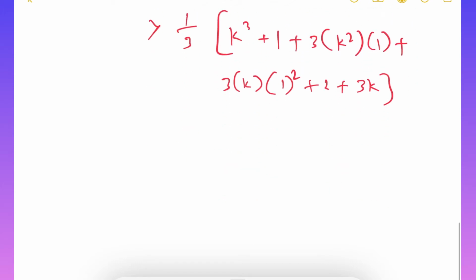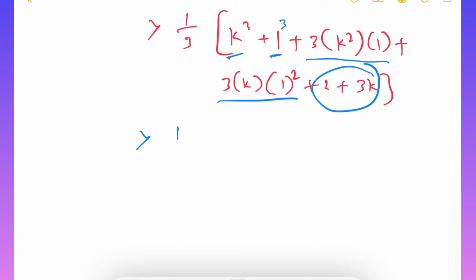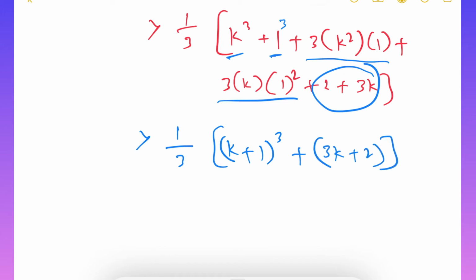Now if we observe this clearly, except the last two terms, k cube plus 1 plus 3k square into 1 plus 3k into 1 square is in the form of a cube plus b cube plus 3a square b plus 3ab square, because here 1 also can be written as 1 cube. So I can write it as greater than 1 by 3 times k plus 1 whole power 3 plus, now remaining I have 3k plus 2, so I am writing that as it is, 3k plus 2.